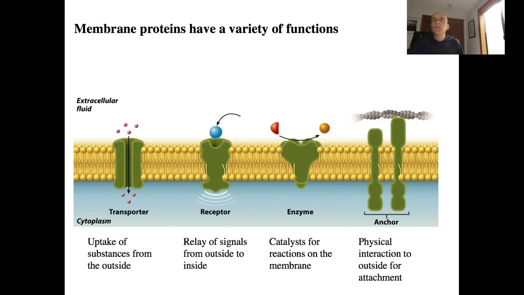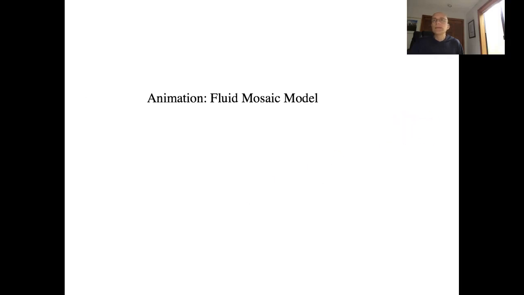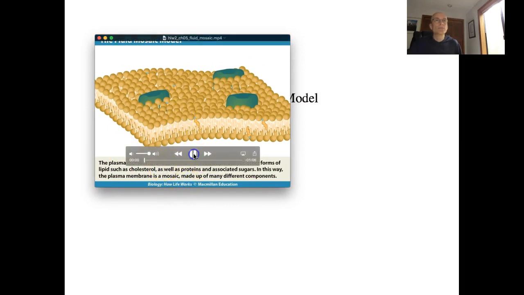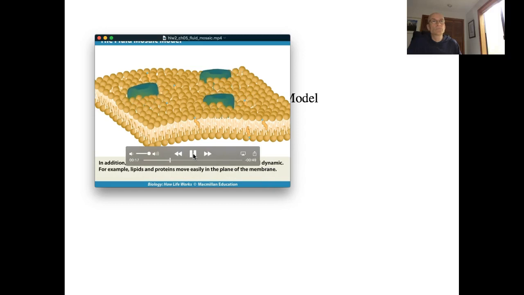Now let me show you a nice little animation. This is from your book that tells you about the membranes. The plasma membrane is composed of a phospholipid bilayer, other forms of lipids such as cholesterol, as well as proteins and associated sugars. In this way, the plasma membrane is a mosaic made up of many different components. In addition, the plasma membrane is not static, but instead fluid and dynamic. For example, lipids and proteins move easily in the plane of the membrane.